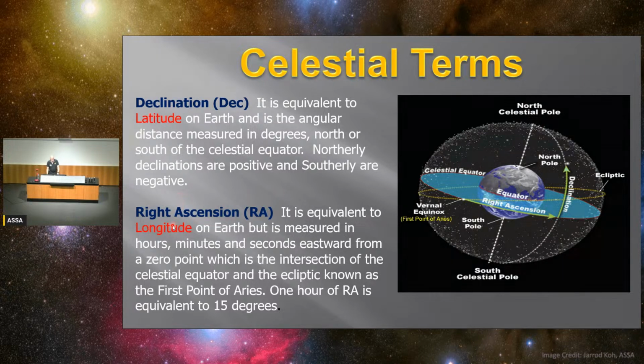Then right ascension, this is equivalent to longitude on the Earth, but it's actually measured in hours, minutes and seconds, eastward from a 0 point, which is the intersection of the celestial equator and the ecliptic. So that's this point here, and it's known as the first point of Aries. So 1 hour of RA is equivalent to 15 degrees. Now the first point of Aries is no longer in Aries because of the precession of the Earth over thousands of years. It's actually located in Pisces, but it's still called the first point of Aries.